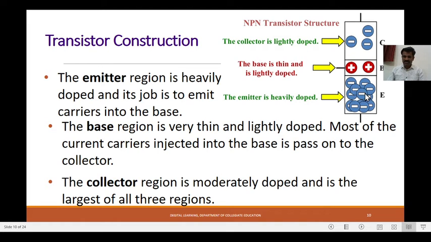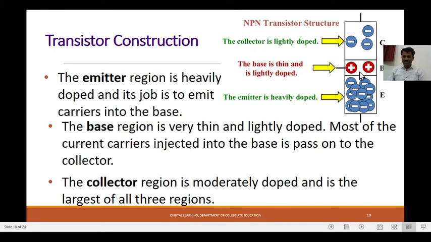So this emitter region is heavily doped, so the number of negative dopants which are added will be larger. For example, in the case of pure silicon, there will be 10 power 23 atoms for 1 mole. Of that, about 1 atom in 1 lakh, that means about 10 power 18 negative charge carriers, will be added to the emitter region.